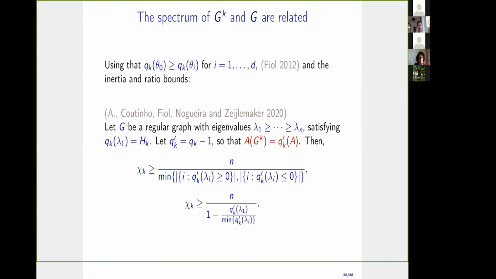So using the fact that Q_k has the property that evaluated in the largest eigenvalue it is always larger or equal than evaluated in all the other eigenvalues, and using the inertia and ratio bounds, we can actually easily derive these lower bounds for the chromatic number of the graph power, which basically depend on the spectrum, and on the existence of this polynomial Q, right? I mean, that's the main thing here. So let me give you a bit more intuition. The first bound is a type of inertia bound, and the second bound is a type of Hoffman bound.